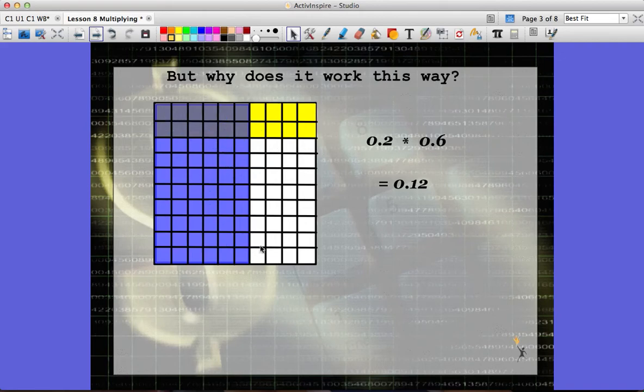shaded in. Okay, you can do this for most any problem, except for you have to make sure, in this case it worked because both of these ended in the tenths. So if we were to add more digits behind this, you would have to have a bigger grid. Okay, if it went to the thousandths, you would have to have a grid that at least had 1,000 pieces to it.